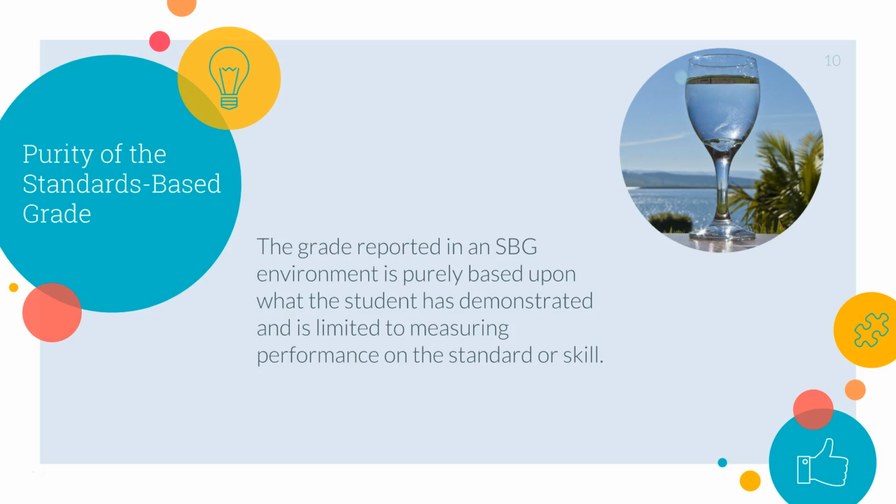So in a standards-based grading system, the grade is pure. It's purely based upon what the student has demonstrated, and it's limited to measuring the performance on that course or grade level standard of skill. On this slide, we have a picture of a cup of water. And if I set out a cup of water in front of you that's clear as the glass and another cup of water that has a nice orange tint, you're instinctively going to reach for the cup of water without any additives. And that's what we want from our grade.